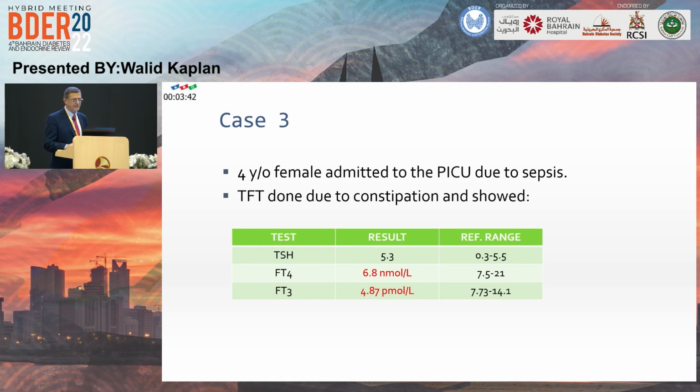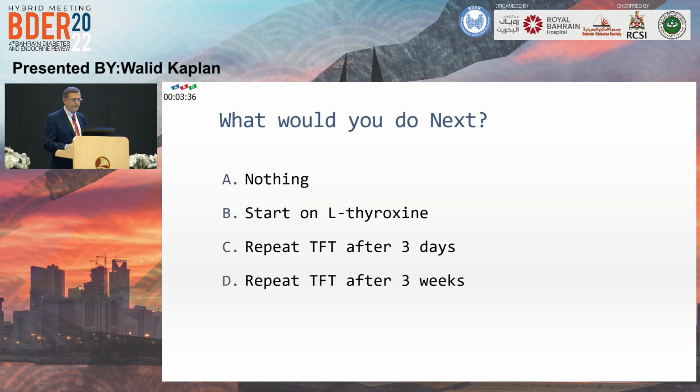Case number 3, 4-year-old female, admitted to the ICU because of sepsis, and she had a normal TSH, but the free T4, free T3 are both low. Do you do nothing? Do you treat? Do you repeat after 3 days? Or you repeat after 3 weeks? And the answer here is you repeat after 3 weeks.